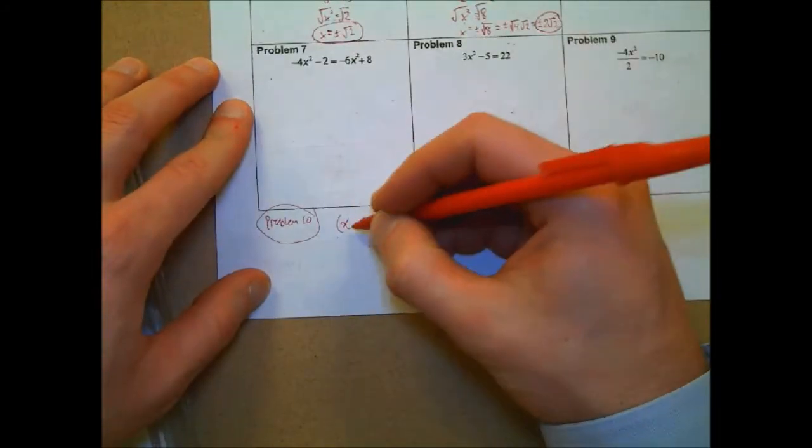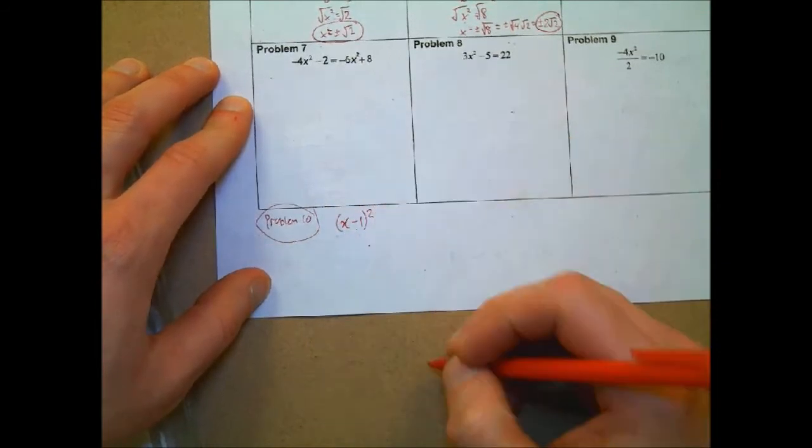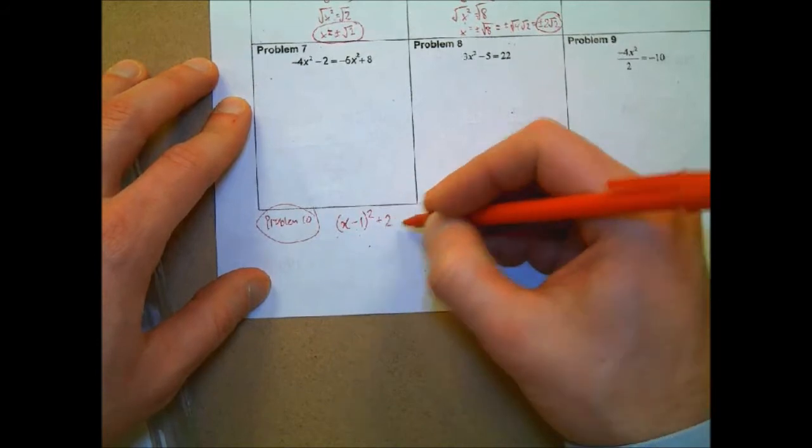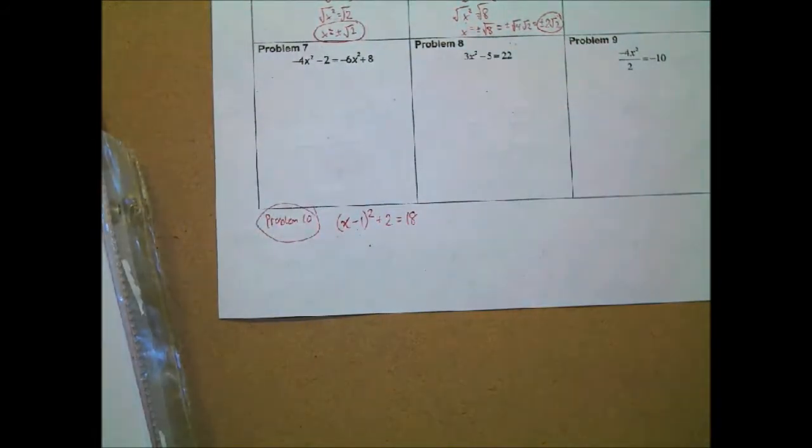Let's do (x minus 1) in parentheses squared plus 2 equals 18. (x minus 1) squared plus 2 equals 18. A little bit different. What's different about this one? I got parentheses, I got something in with the x, besides just an x there, right? It's not just x being squared, it's x minus 1 that's being squared. We can solve this still. Okay? What do you think our first step should be here?